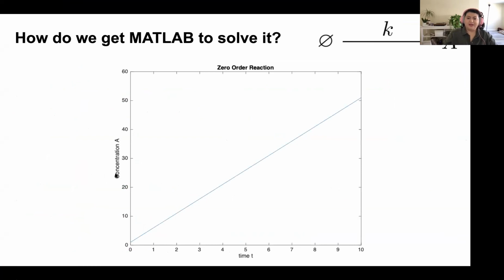Okay, so based on our analytical solution, which we know looks like a linear function, we expect the solution to look like a linear function as well. So here we have time on the x-axis and the concentration of A on the y-axis, and you can see that MATLAB does in fact plot a line. So we can see that the zero order reaction gives a linear solution, or a linear time course. Time course meaning that we have time on the x-axis. Okay.